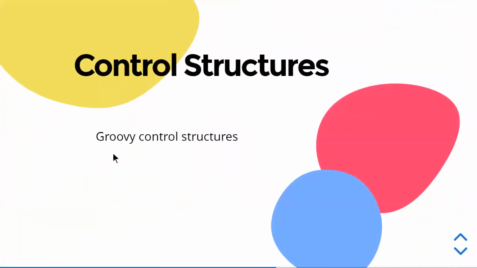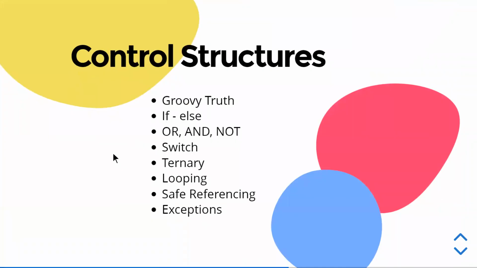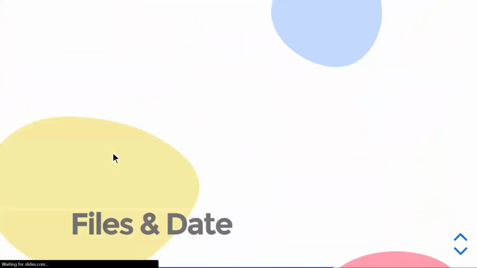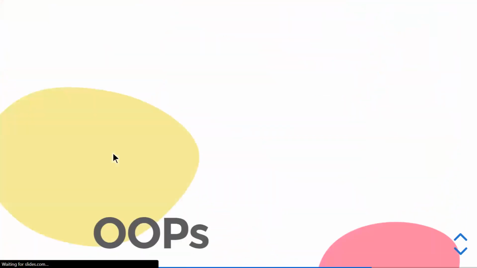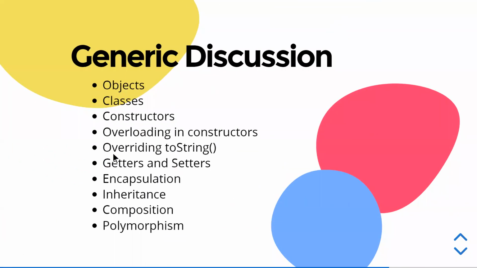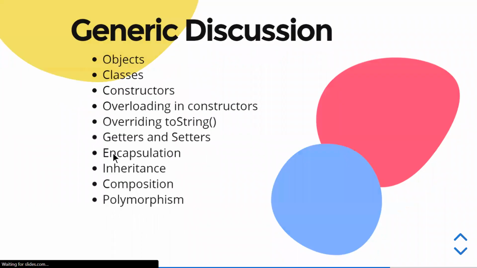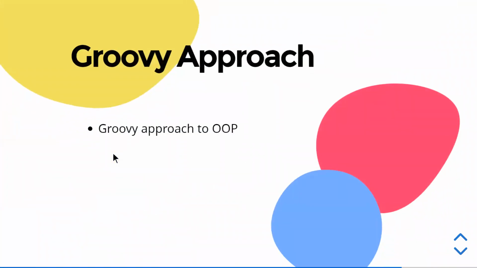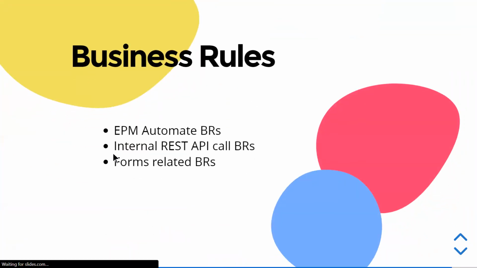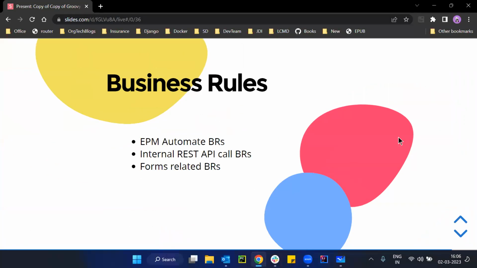So something like control structure we'll use earlier also when we go through simple data types, but just for completeness, I've shown it here. Okay, and then we'll do file handling and working with dates in Groovy, and then we'll do some OOPS concepts. We'll do a generic discussion on OOPS, like what are classes, objects, constructors, and all these things. And then we'll see the Groovy approach to object-oriented programming. And last is the business rules that we'll discuss. Okay, so yeah, let's just start.